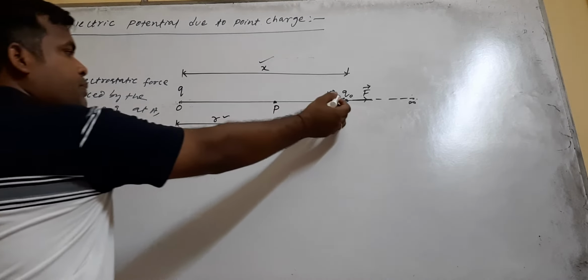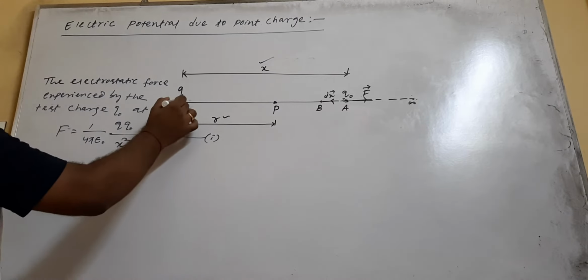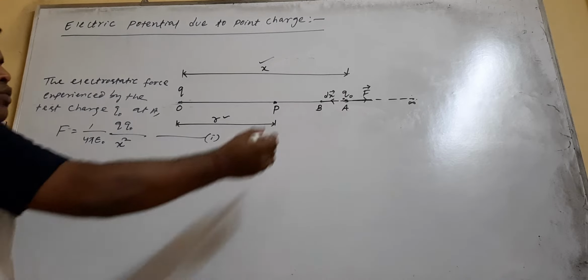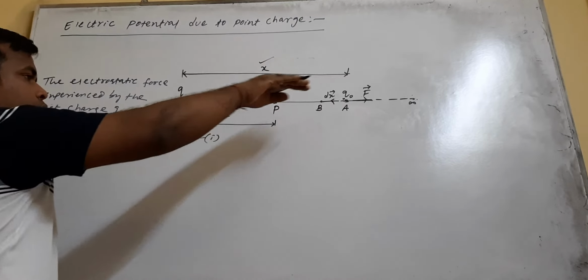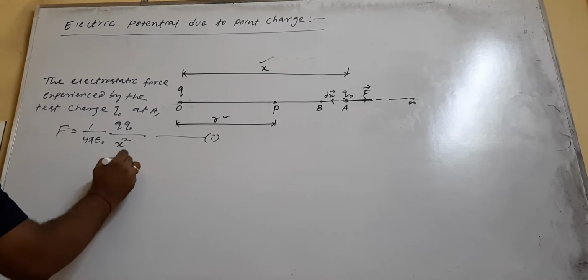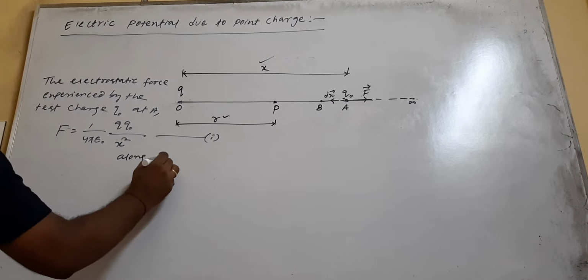What is the direction of this force? Test charge is always positive. Source charge we have taken positive. So the force is repulsive. So the direction of the force acting upon Q0 is towards right, that is along OA.